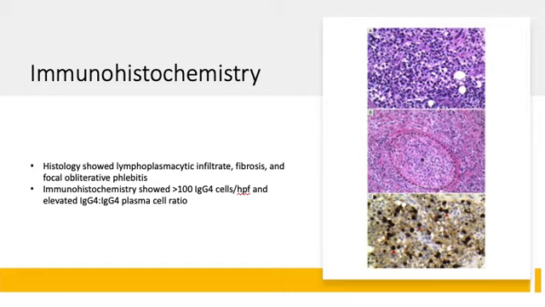The immunohistochemistry showed greater than 100 IgG4 cells per high power field, and it showed he had an elevated IgG4 to plasma cell ratio. Now, if the ratio was greater than 40%, that would be a threshold for diagnosis. However, in this case, the quantification was limited due to background staining. In Figure C, you can see that immunohistochemistry, and the red arrows are indicating the IgG4 cells.